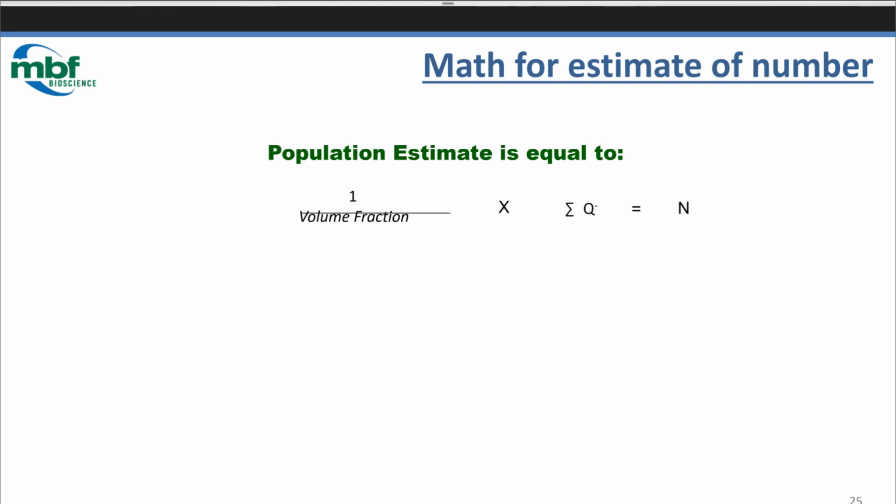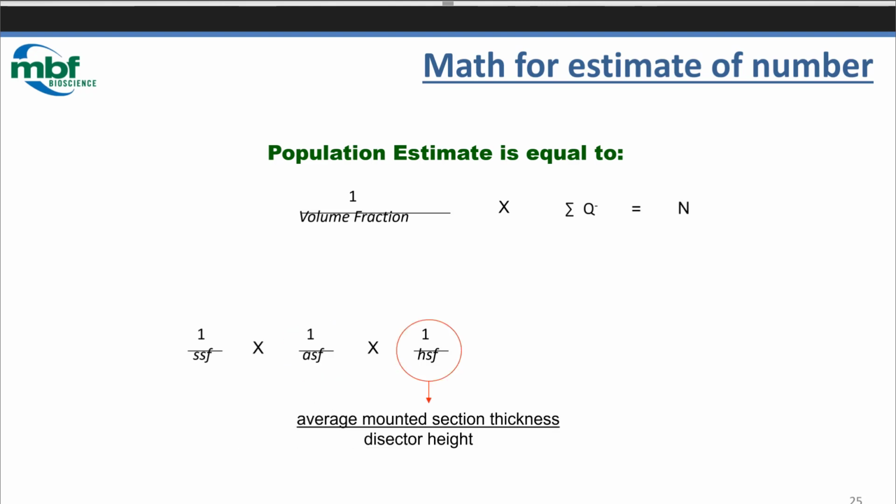Okay, this is the formula for estimating the number. Q minus means how many cell tops you've counted in all the dissectors and all the sections. We take the reciprocal of the volume fraction. Four things go into that volume fraction: section subfraction, area subfraction, height subfraction.